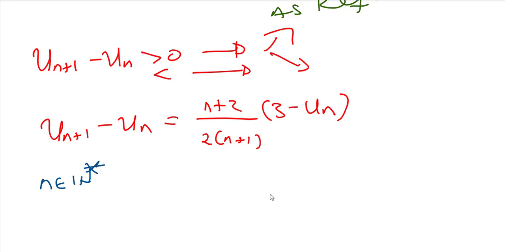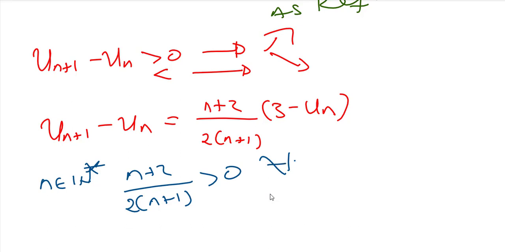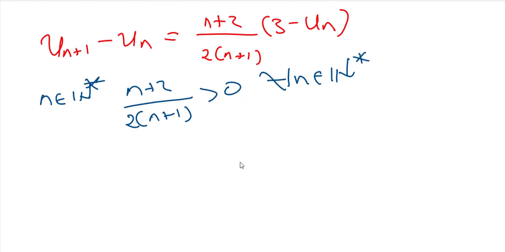So at the end of the day, what do we realize? We see that (n plus 2) divided by 2(n plus 1) will be positive for every n which belongs to the set of natural numbers excluding 0. Now remember, we proved by induction in the first question that u_n was less than 3, which was true.